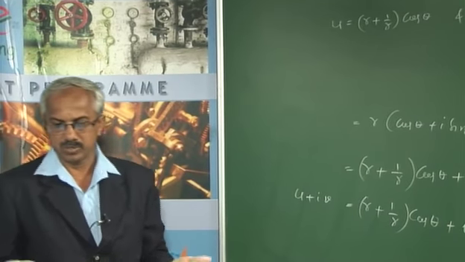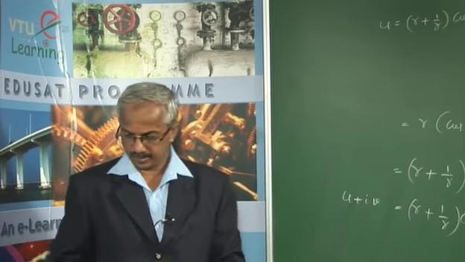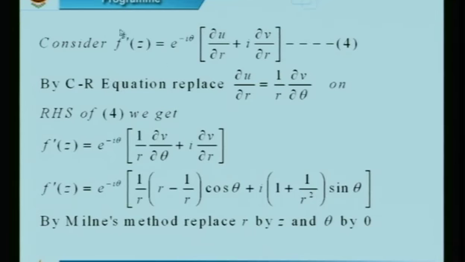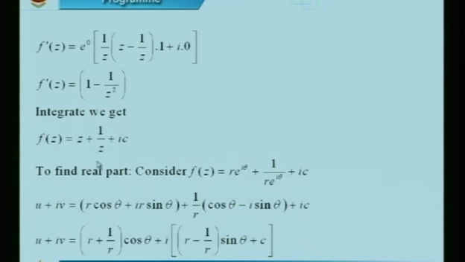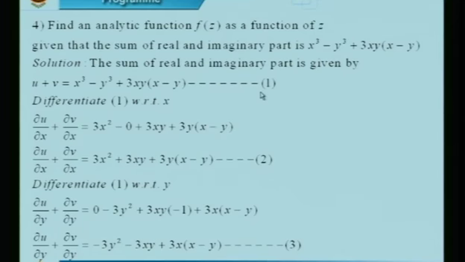Construct the analytic function whose imaginary part is given and then find the real part. This is the answer for this problem, and even if I use this derivative on the RHS, we get that term. Then finally I got z plus 1 by z, this we get equating the real part. And now we have understood the concept. Suppose the real part is given, then we can construct the analytic function, and respectively we can find out the imaginary part of that complex function.